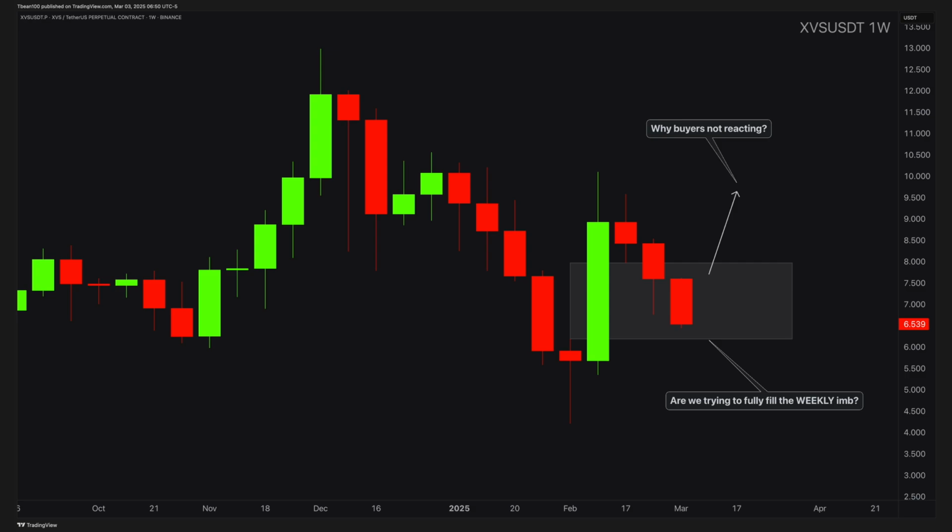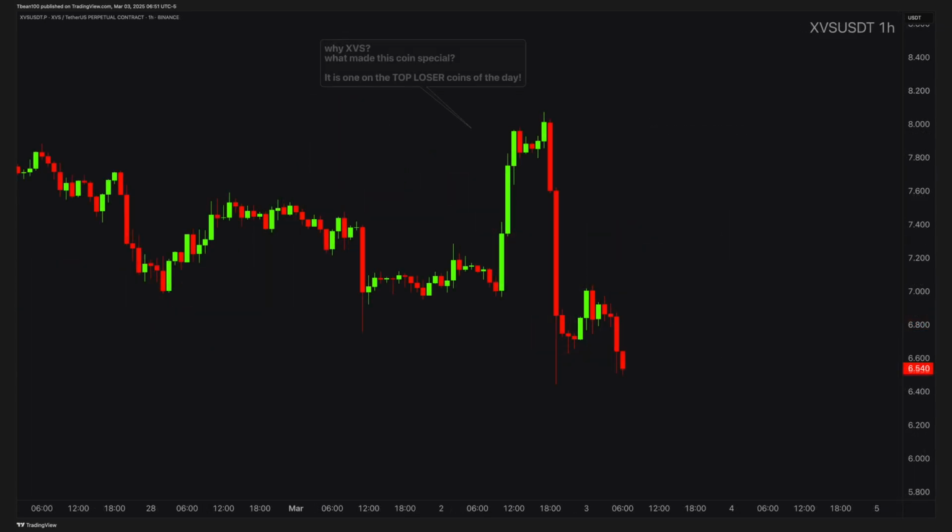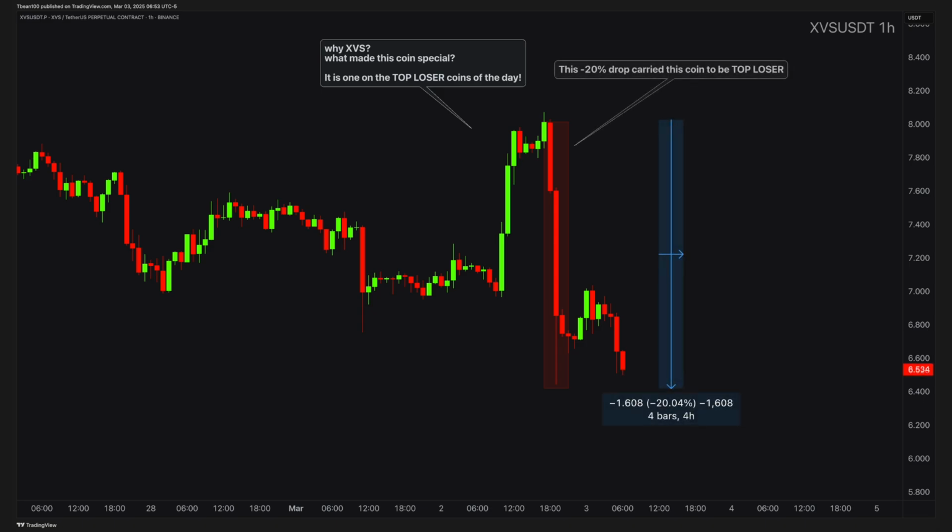But more importantly, why this coin? Why this XVS? In this 1 hour chart, you can see this 20% drop made this coin one of the top losers of the day. If you sorted your list, it should be easy to see it. It was hovering in the top 5 losers all day long. But this drop already happened. It does not help us to trade. So we are looking for the secondary crash.